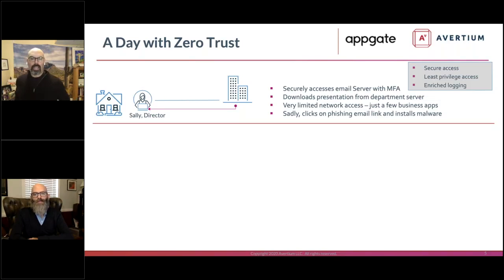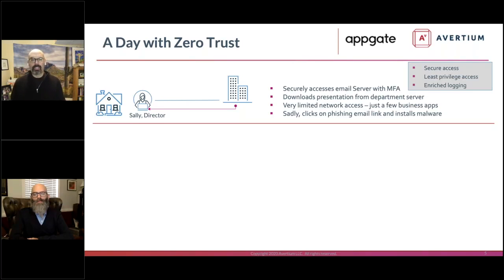And how is this enriched logging happening? So Sally starts her day and she's working at home in the morning and she needs to access and check her email, of course. Now, because she's remote, the zero trust system says, hey, our policy is that if you're remote, you need to authenticate using multi-factor authentication. So she does that. Maybe she's using a biometric, maybe she's just entering a 6-digit passcode from an app, lots of flexibility there. She accesses the department server to get the latest presentation in addition to her email, but she really has very little network access. There's no reason for her to have broad access across the thousands of services that are running on that network.